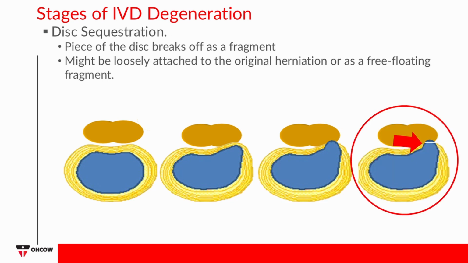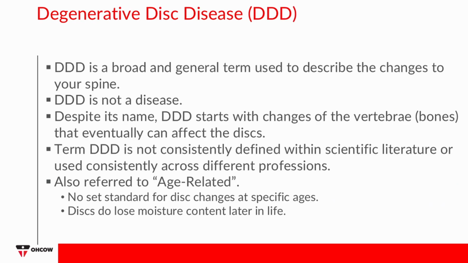The third stage of degeneration is disc sequestration. In this case, a piece of the disc breaks off as a fragment that might still be loosely attached to the original herniation, or it might be a free-floating fragment, which then applies pressure on the spinal cord, which can result in severe pain and injury.